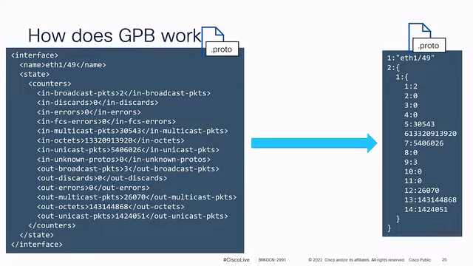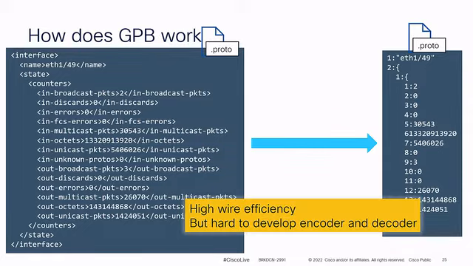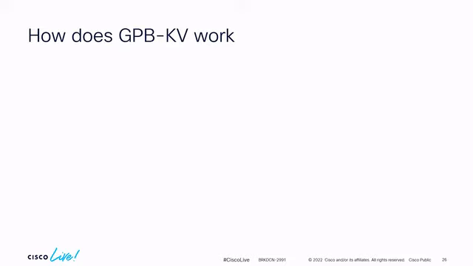And the problem is, OpenConfig is constantly changing. To be honest, the OpenConfig models keep changing. So for each individual model, we have to create this proto file in order to encode and decode correctly. Yes, it is wire efficient, but it is really hard to develop the encoder and decoder part for streaming telemetry. So what's the other option?